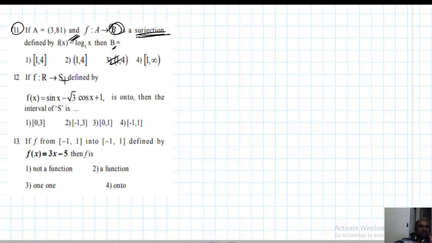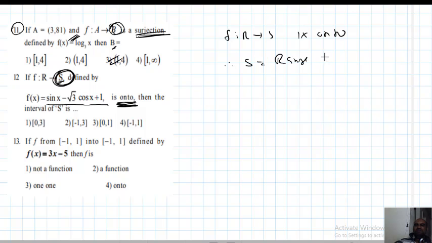Here also, f maps R to S defined by this, is onto, meaning surjective. Then find S. Same problem. You want to find the range of this function, that's all. f maps R to S is onto, therefore S equal to the range of the function, range of f. Just you want to find the range. What is the function? f of x equal to sin x minus root 3 cos x plus 1.